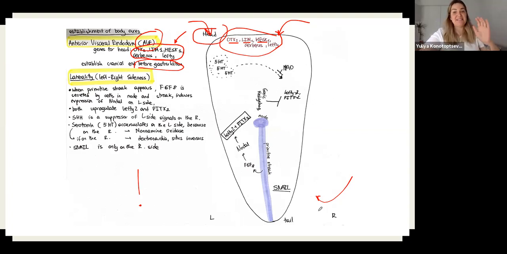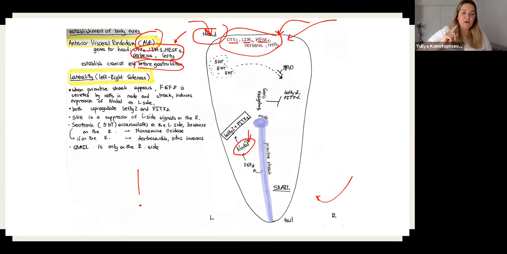To make sure that this is definitely the tail, primitive node starts to express something which is called nodal. Sorry, it doesn't secrete it, it expresses it, it is a transcription factor. It expresses nodal. And nodal definitely pinpoints that this is the tail. So if I were to ask you which 5 genes are for the head, you're gonna name these ones. If I ask you which gene is for the tail, you're gonna say nodal. Nodal is the one that tells you this is the caudal end.